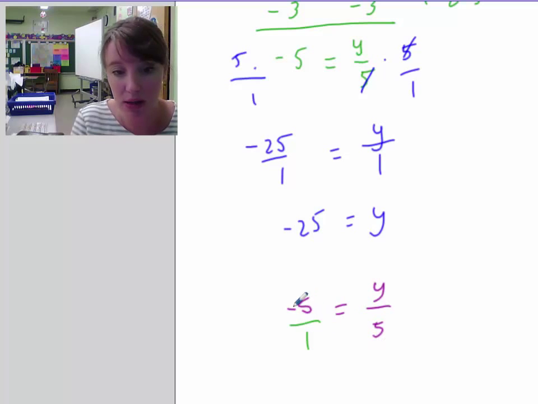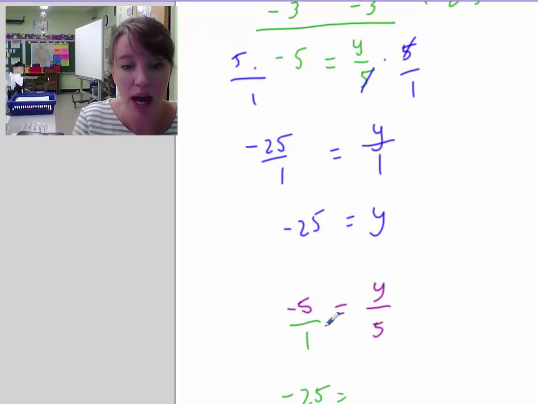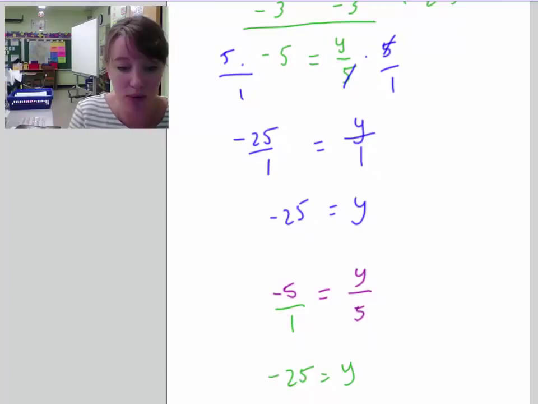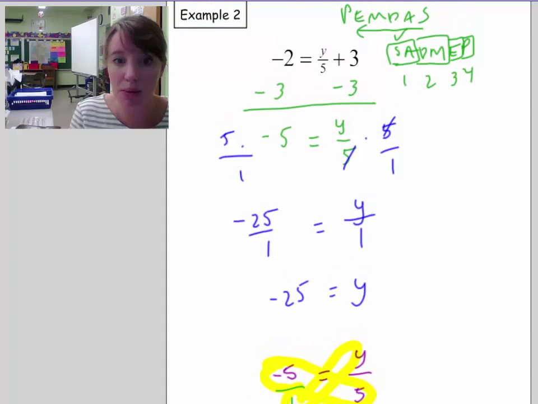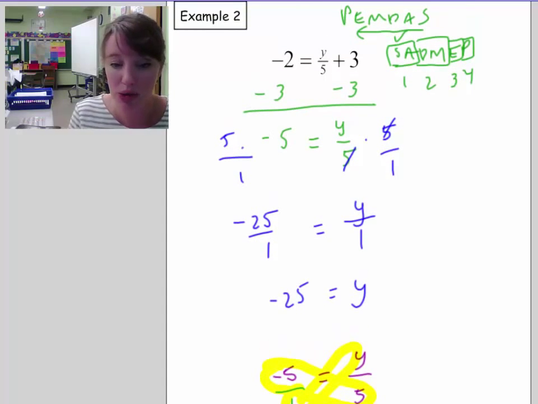So I put the left-hand side over 1, and here I can use the cross products. We have negative 5 times 5 is negative 25, and y times 1 is just y. So all I did here was use the cross products, like this, okay? Because when you have a proportion, you know the cross products are equal to each other, right? And so we get the same answer here. I'm not going to perform the checks here because it would just make the video too long, but remember that you can always put this number back in for y and divide it by 5, add 3, and you should get negative 2.